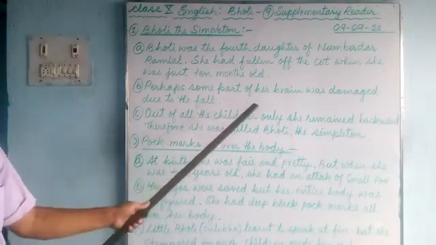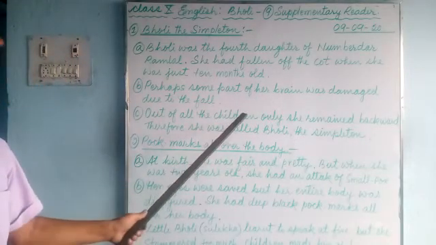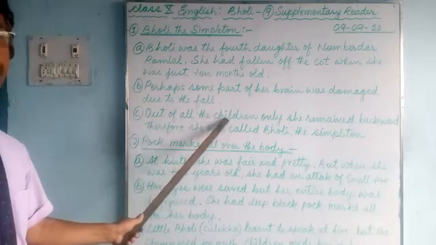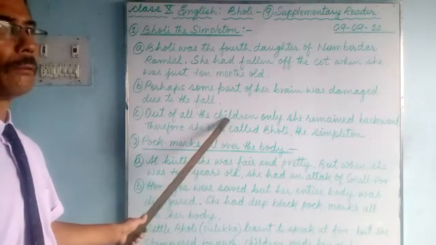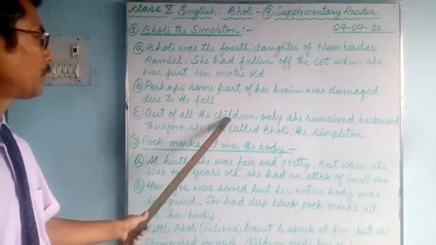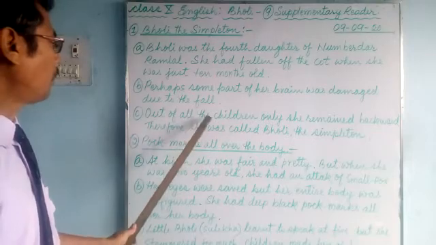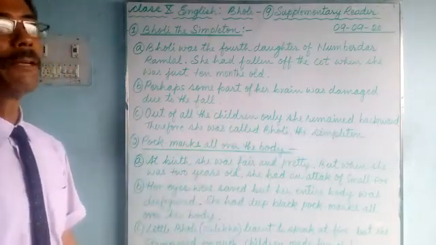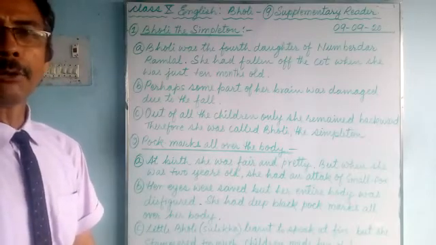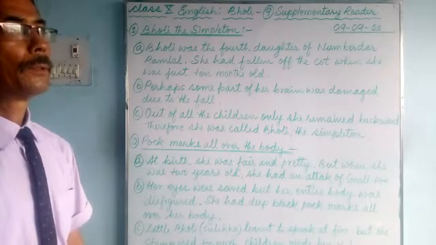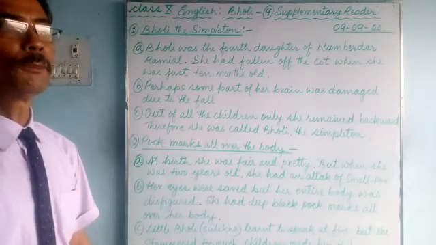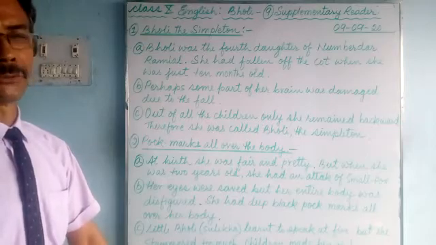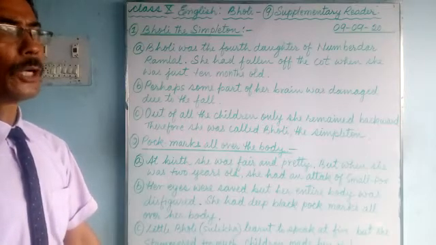How do we know that her brain must have got damaged? Later on we'll talk about it, because out of all the 4 children, only she remained backward. She remained backward means she was quite abnormal. Normally a child starts speaking when the child reaches the age of 10, 11, 12 months, about a year.